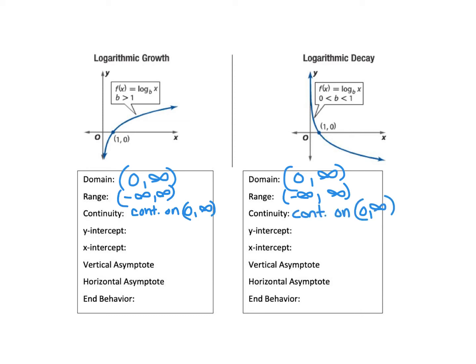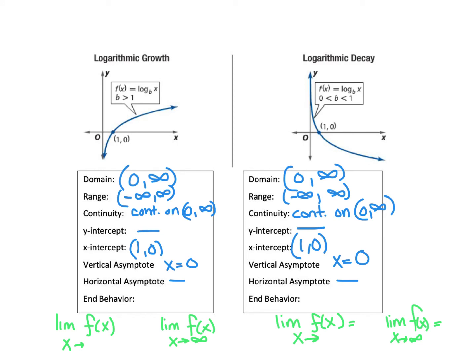As far as the y-intercept, you should see that we have a vertical asymptote at x equals 0, so it doesn't cross the y-axis. The x-intercept is 1, or (1, 0) as an ordered pair. Vertical asymptote, just mentioned, that's x equals 0. Horizontal asymptote, it does not have one. And let's talk end behavior.